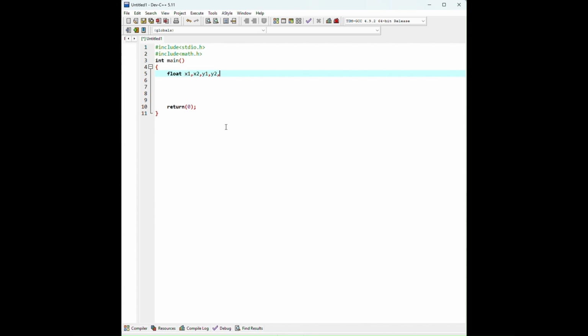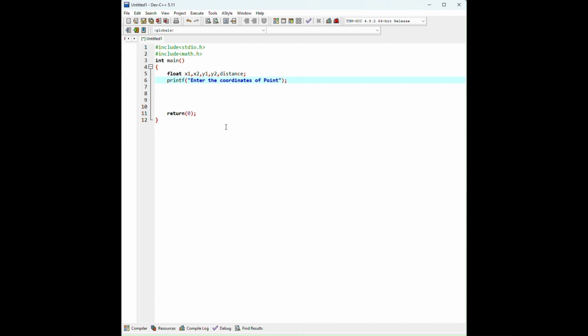So distance between 2 points is calculated, as we have seen, as square root of x2 minus x1 whole square plus y2 minus y1 whole square. So for that we require the variables x1, y1 and x2, y2 and distance. So square root values will be returned in the form of float. So that's why we'll declare all the variables as float.